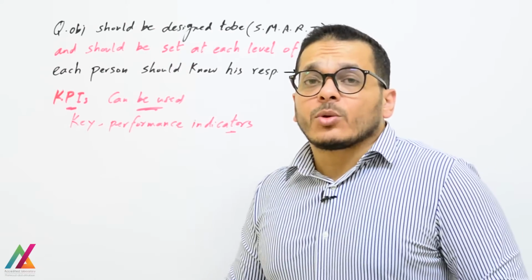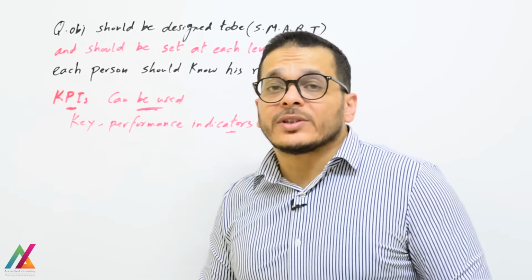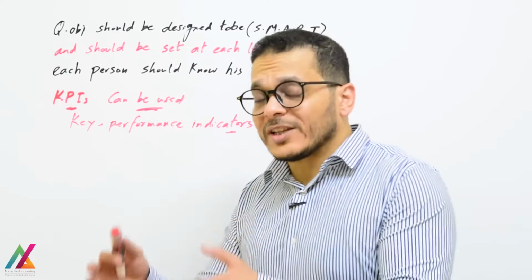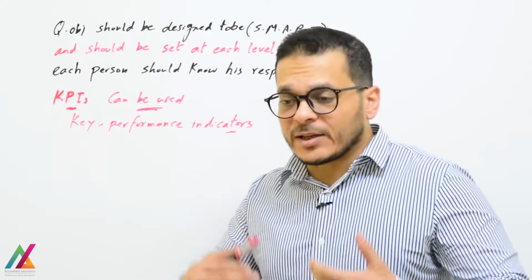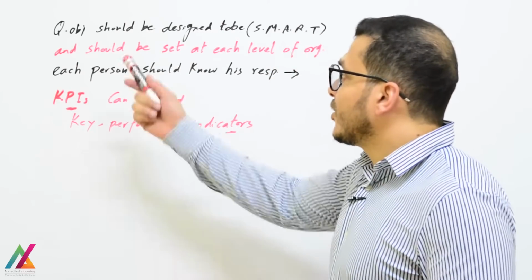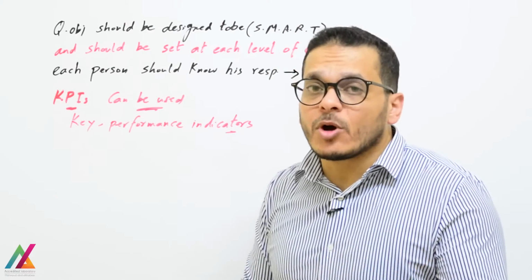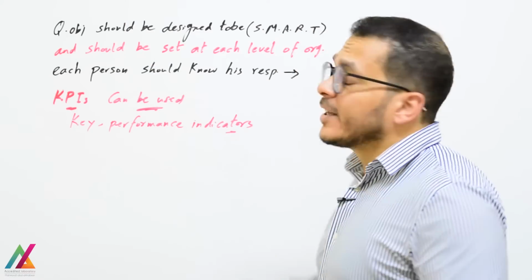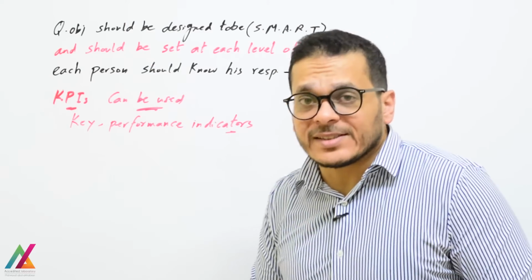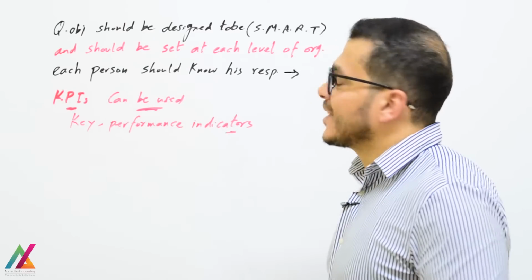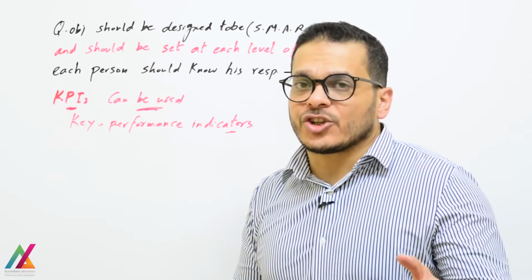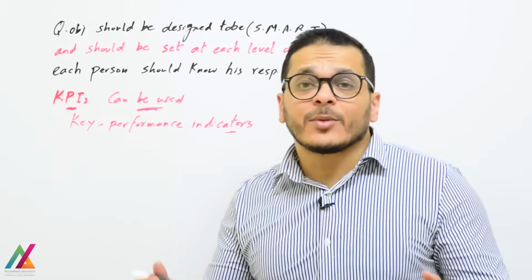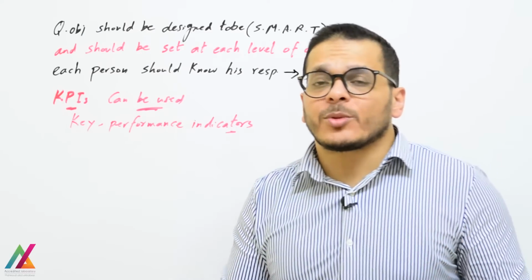And to apply this clause, as I mentioned before, you should have documented information for quality policy and quality objectives that I will keep in the resources. Quality objectives should be designed to be SMART: specific, measurable, achievable, realistic, and time-based, and should be set at each level of the organization. For this point, it's very important to have a process approach.